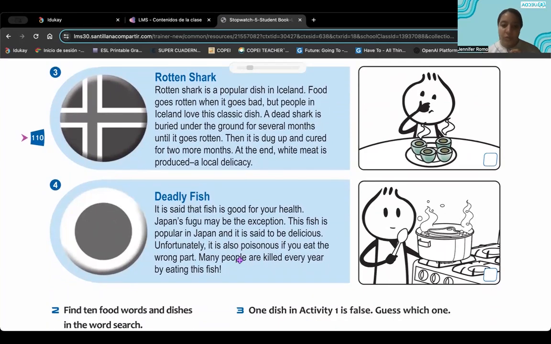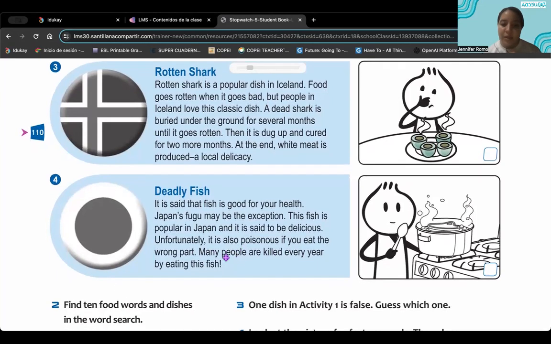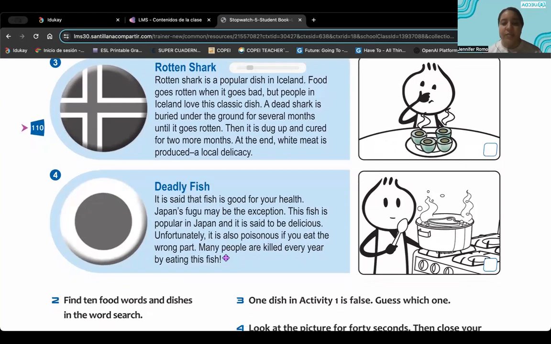Unfortunately, it is also poisonous if you eat the wrong part. Desafortunadamente, también es venenoso si tú comes la parte equivocada. Many people are killed every year by eating this fish. Mucha gente muere todos los años por comer este pescado.